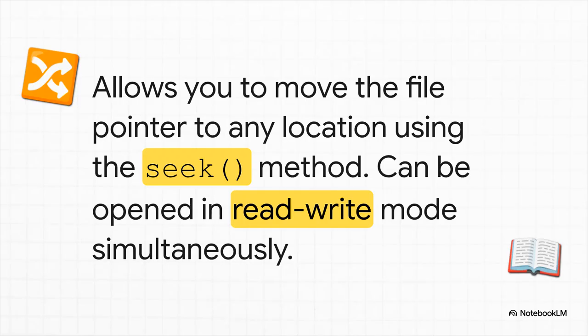RandomAccessFile is a total game changer. See, most streams make you read a file from the beginning to the end, like a novel. But RandomAccessFile is like having a bookmark. You can use its seek function to jump to any point in the file instantly to either read or write. It's incredibly powerful, especially for things that feel like a database.